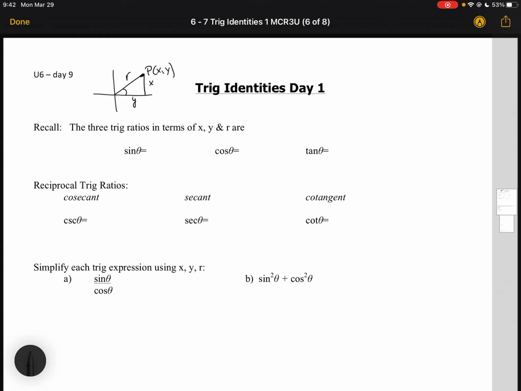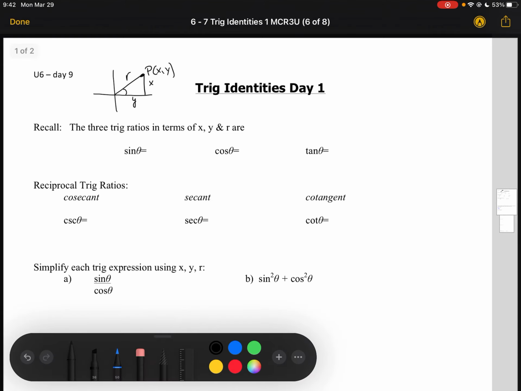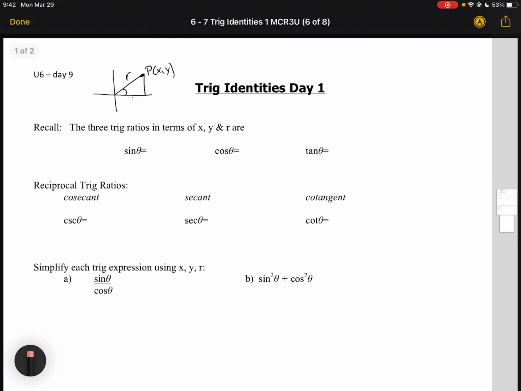So what we can do here is we can represent sine as, let's relabel these appropriately, our opposite over hypotenuse, cosine as our adjacent over hypotenuse, and then tan as our opposite over adjacent.